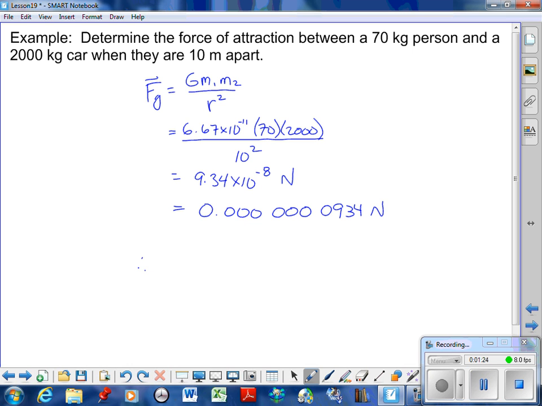So therefore, a person would feel, so very, very small, 9.34 times 10 to the negative 8 newtons. All right. Final example then.